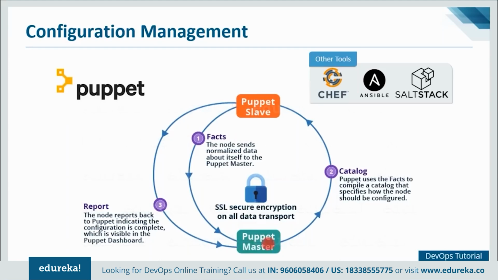And the Puppet master uses the facts to compile a catalog that defines how the slaves should be configured. Now, what is a catalog? It is a document that describes the desired state for each resource that the Puppet master manages on a slave. Then the Puppet slave reports back to the master, indicating that configuration is complete, which is also visible in the Puppet dashboard. So that's how it works, guys. If you have any questions or doubts, you can go ahead and ask me.